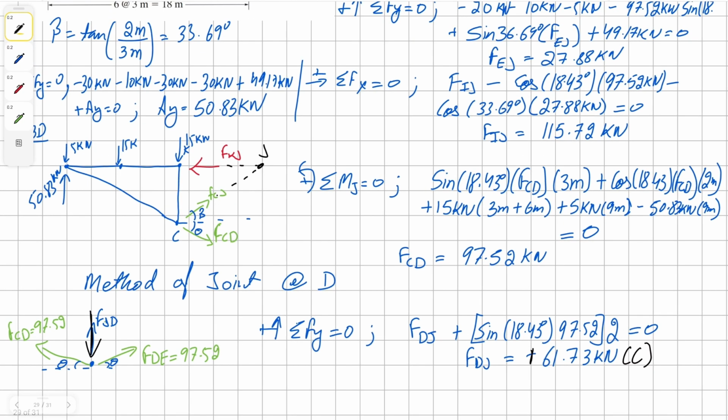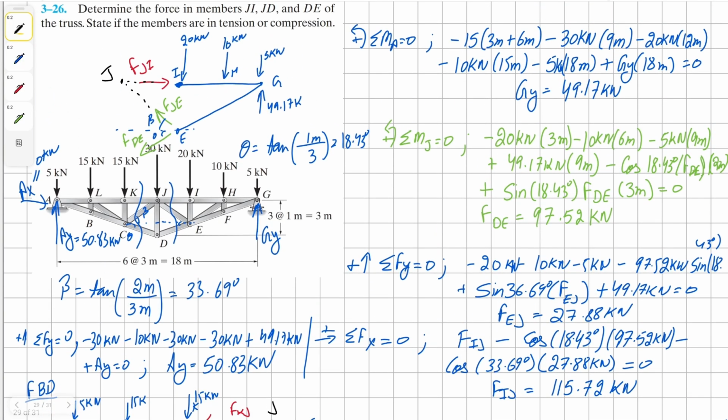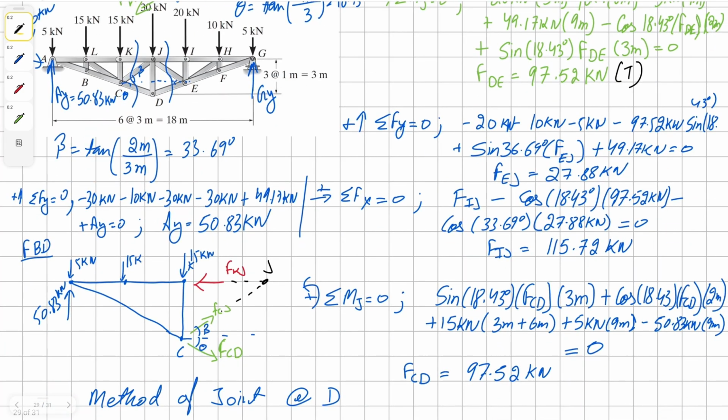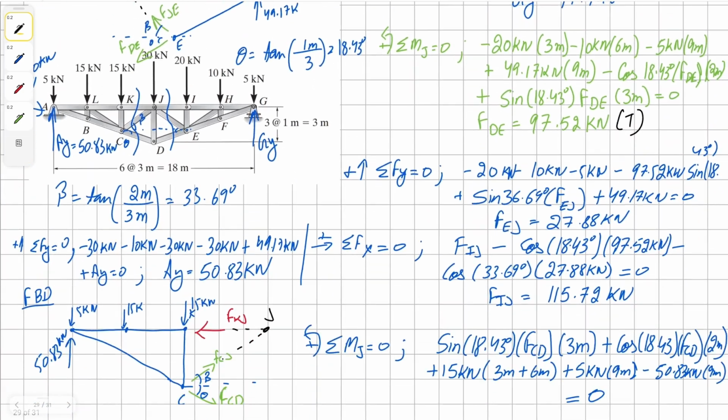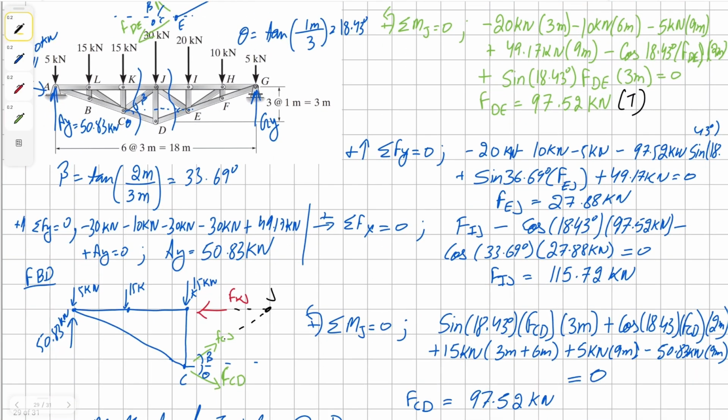Now we can go back to our other vectors and also determine if they are in compression or tension. So we needed GI and DE. So our member DE is in tension because our vector is going away, and our member IJ or JI is in compression.